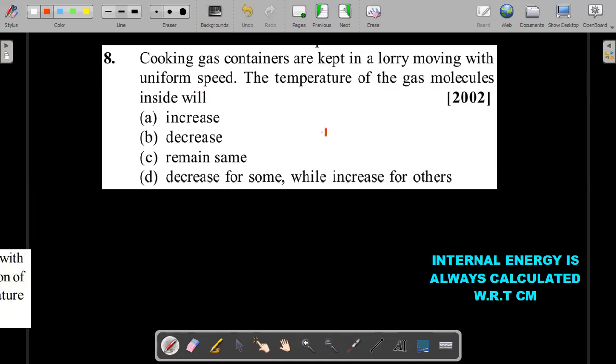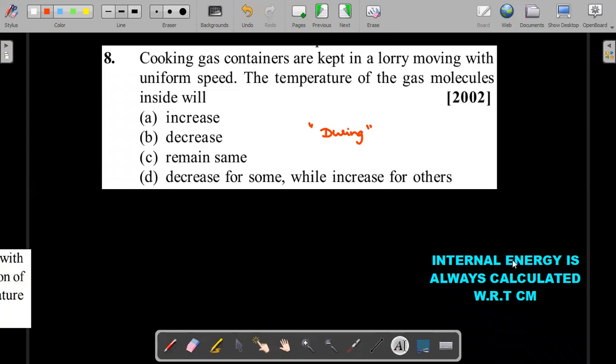during this uniform speed, that's what we mean, not from the start. He's not talking about the start. So during that uniform speed motion, what will happen to the temperature? Does it increase, decrease, remain same, or decrease for some, increase for another? Is that possible? We'll have to check.